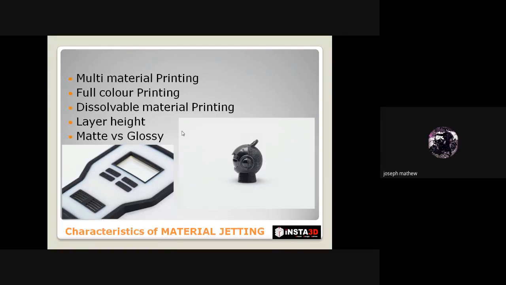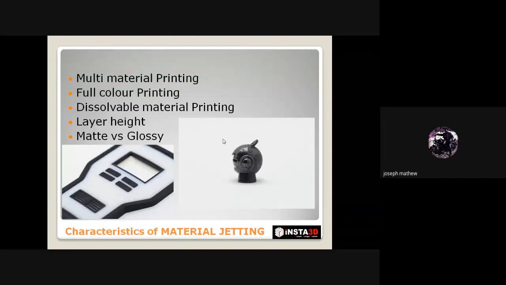And there are 2 finishes available in material jetting technology. One is the matte finish and the other one is the glossy finish. When you see the image, the right side is the matte finish and the left side is the glossy finish. So you can ask, what is the difference between matte and glossy finish?